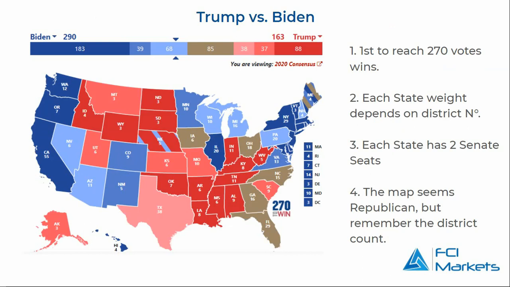What is important to know about these elections? Well, the first thing is that the elections are won by the first candidate to reach 270 votes. So the first over the line wins.